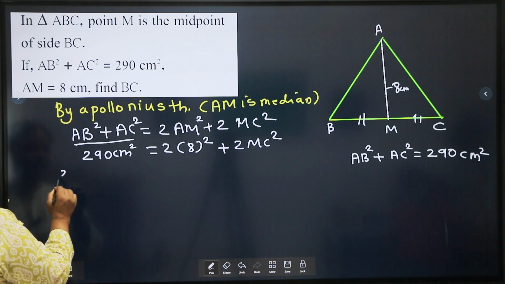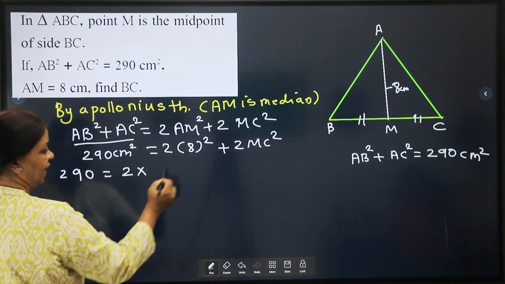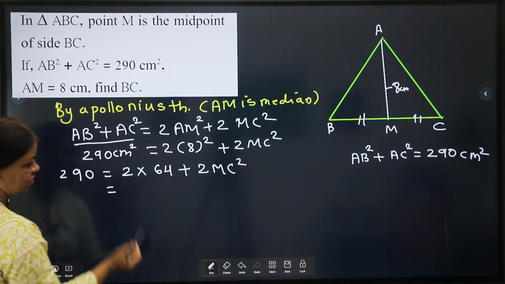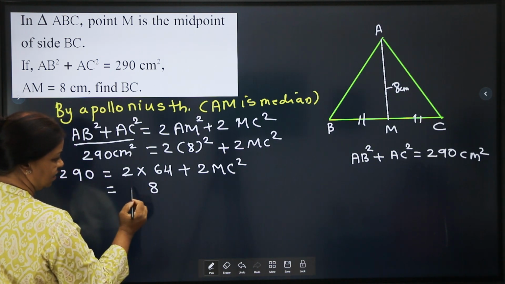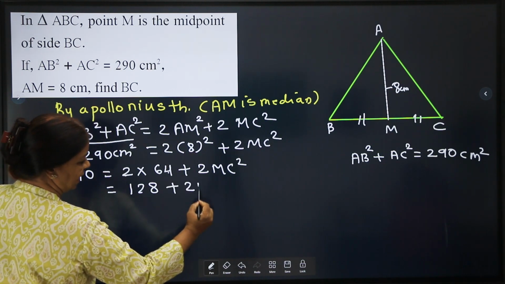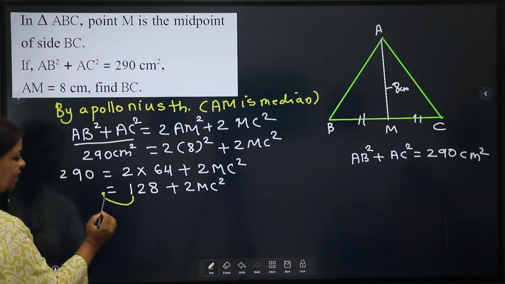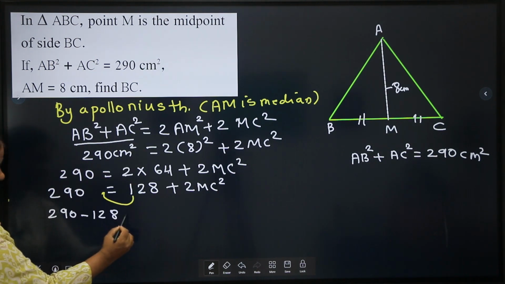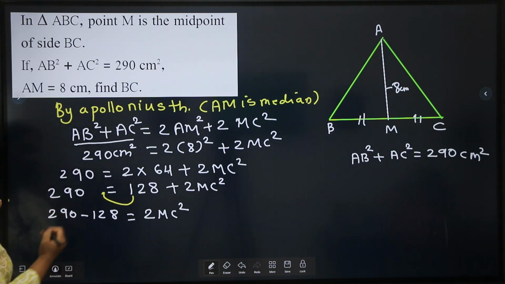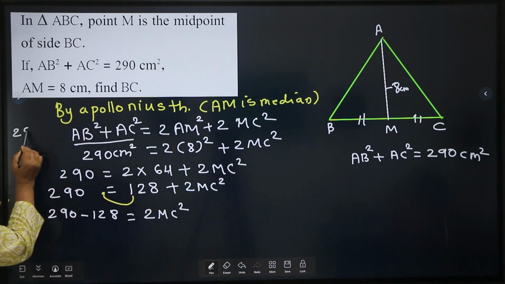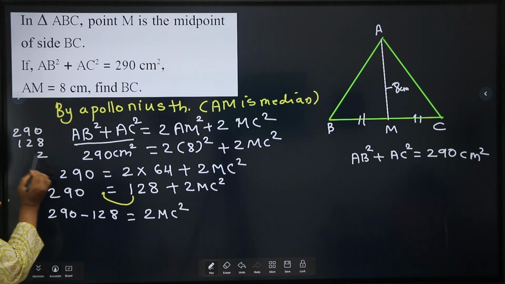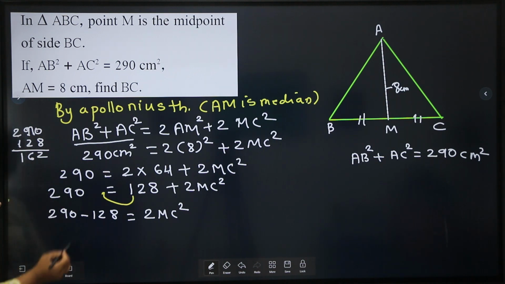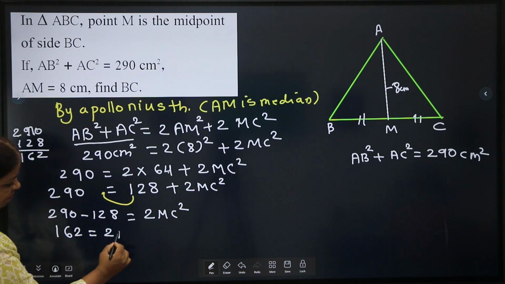So, 290 is equal to 2 into 8 square, that is 64, plus 2 MC square. Multiply 2 into 64, 2 4s are 8, 2 6s are 12, that is 128 plus 2 MC square. Now I'll be shifting 128 this side. What will I get? 290 minus 128 is equal to 2 times MC square. Now when I do 290 minus 128, 10 minus 8 is 2, because 1 I will carry from here, here will be 8, 8 minus 2 is 6, and 2 minus 1 will be 1, that will be 162, which is equal to 2 times MC square.